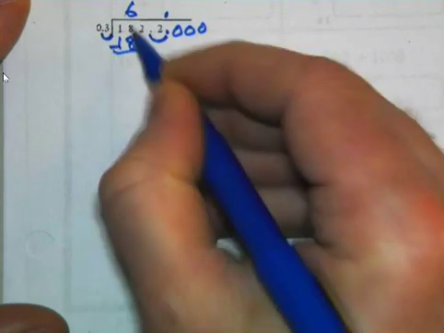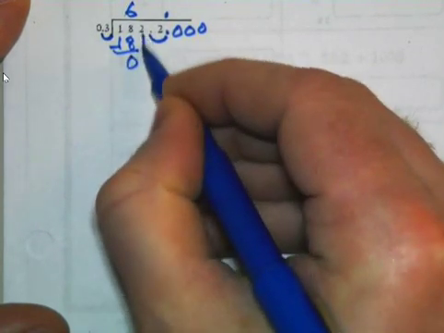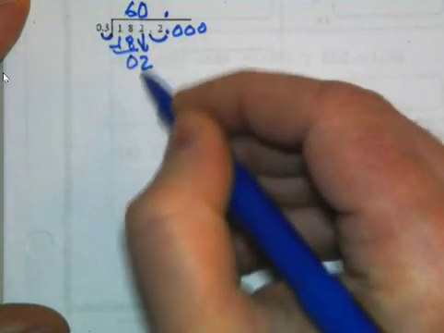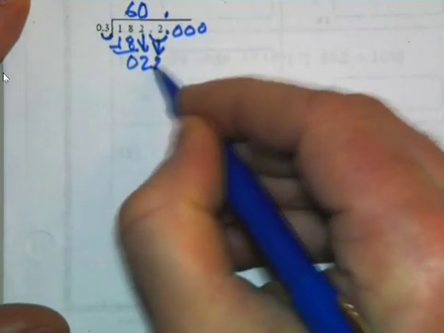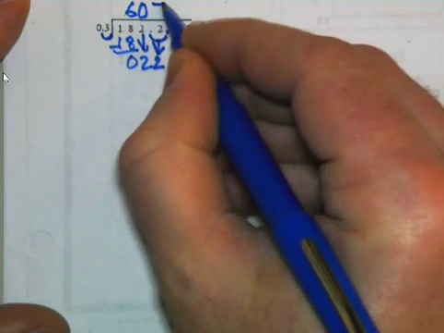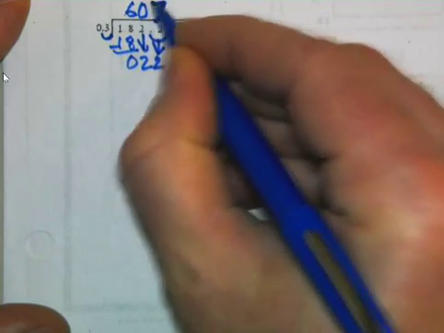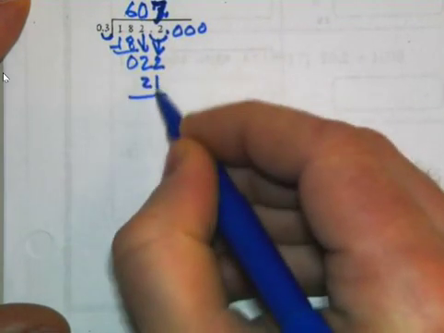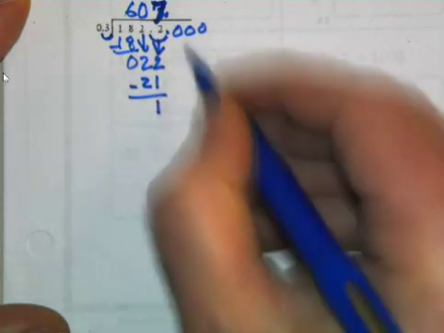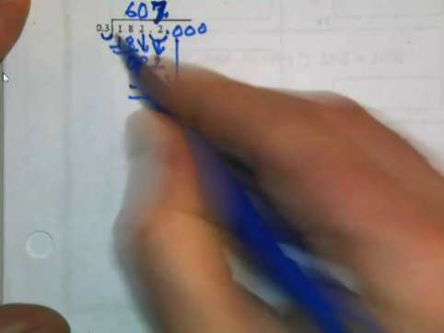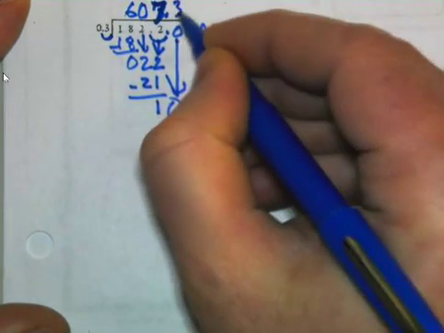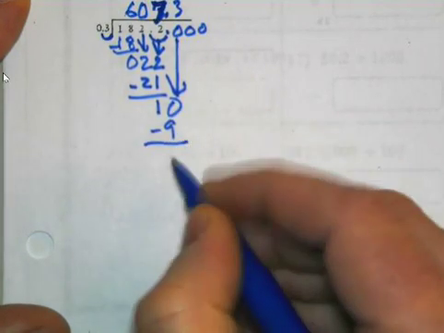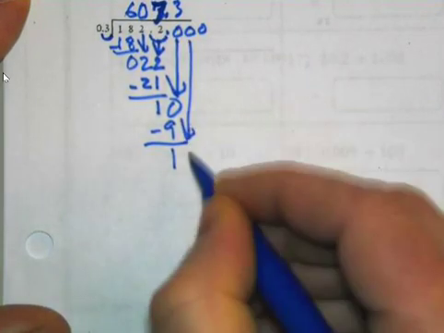So now we subtract. 18 minus 18 is 0, and we bring down 2. 3 goes into 2 0 times, so we stop there and don't do anything more, and we bring down the next one, 2. 3 goes into 22 7 times. 7 times 3 is 21. 22 minus 21 is 1, and we bring down 0. 3 goes into 10, 3 times 3 is 9. Subtract, 10 minus 9 is 1, bring down 0.